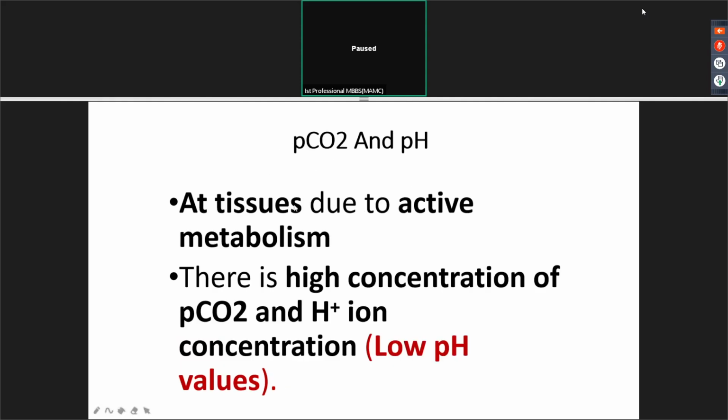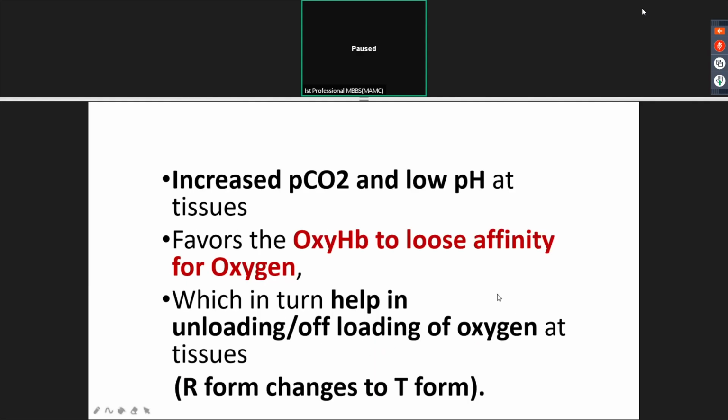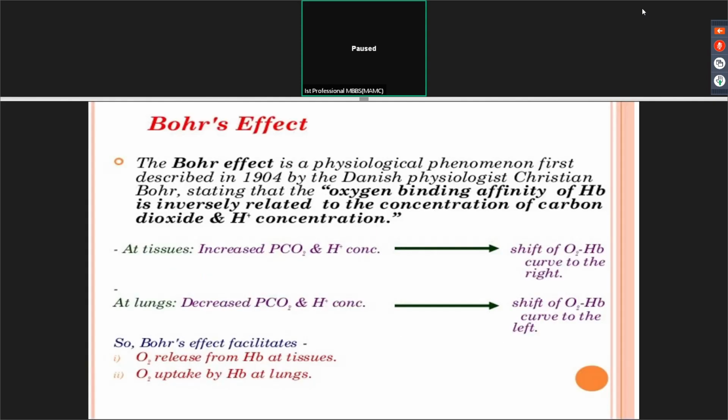Again, how the partial pressure of carbon dioxide and the pH of the environment affect the binding of oxygen. Whenever there is high concentration, which happens in the tissues which are actively metabolizing, they are generating a lot of carbon dioxide and protons. So these values favor the oxyhemoglobin to lose affinity for oxygen, means the relaxed form gets converted back to the T form, and this helps in the unloading or offloading of oxygen at the tissues.